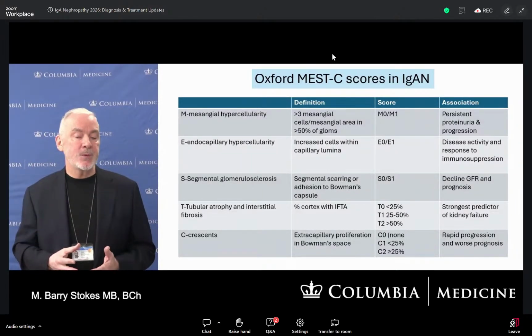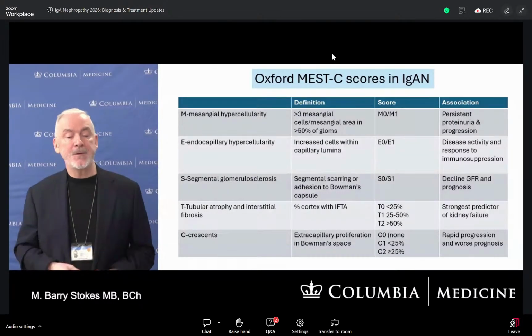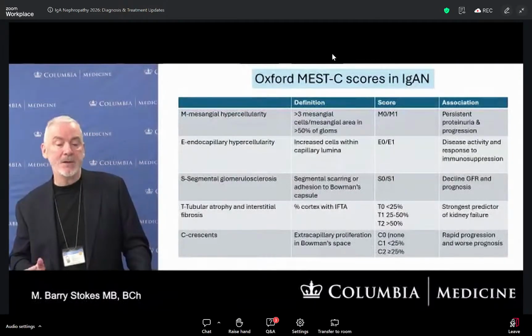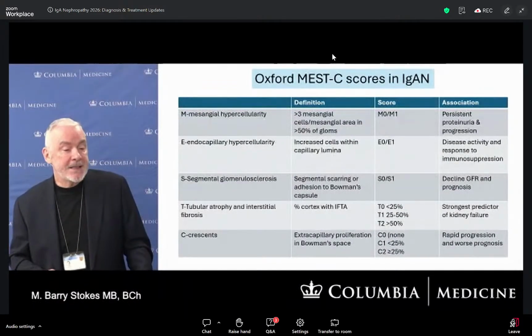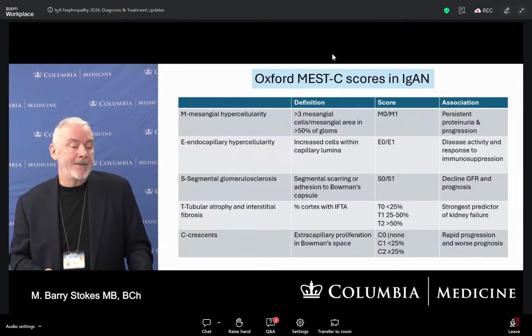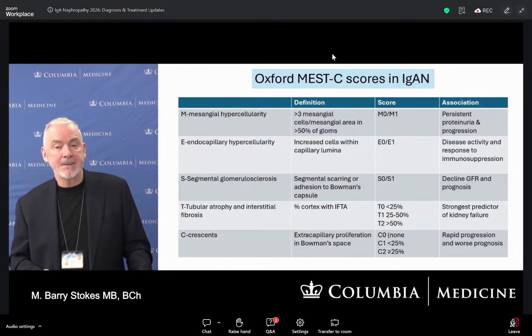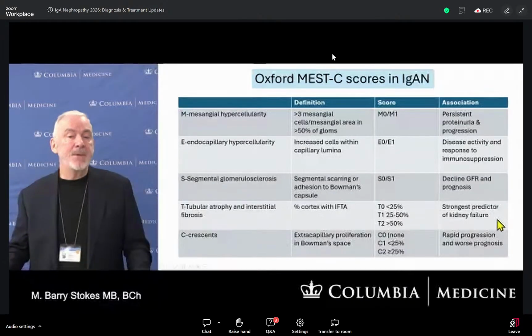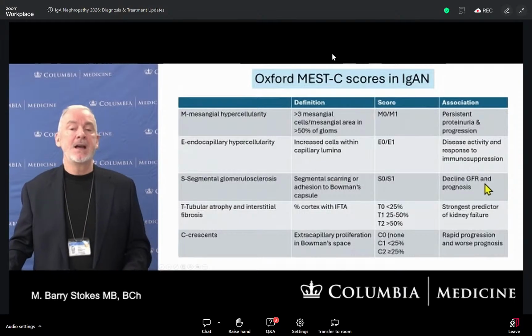So if it's less than 25% interstitial involvement, it's a T0, 25 to 50% is T1, and greater than 50% is T2. For crescents, more than 25% of glomerular involvement is a C2 lesion. Less than 25% glomerular crescents is a C1, and C0 is no crescents. And the associations that have been identified in multiple studies throughout the world are as follows.